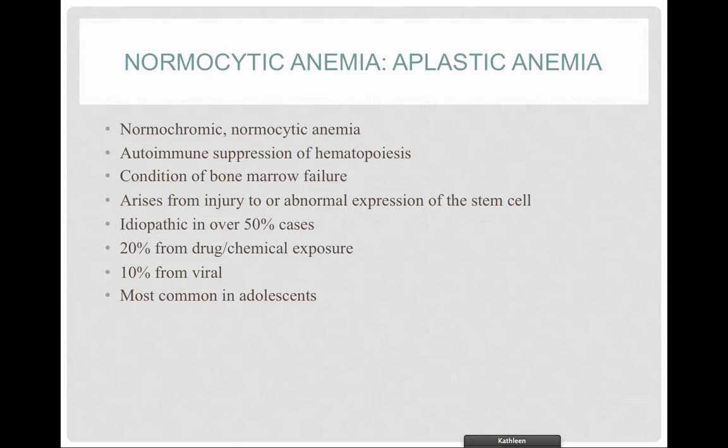Normochromic, this is aplastic anemia, or normochromic normocytic anemia. It's caused by autoimmune suppression of hematopoiesis, and this is a condition of bone marrow failure. It arises from injury to or abnormal expression of the stem cell. It's idiopathic in over 50% of cases, 20% from drug or chemical exposure, 10% from viral, and it's most common in adolescents. So drug chemicals that can cause aplastic anemia are insecticides, benzenes, chemotherapy agents, and chloramphenicol.